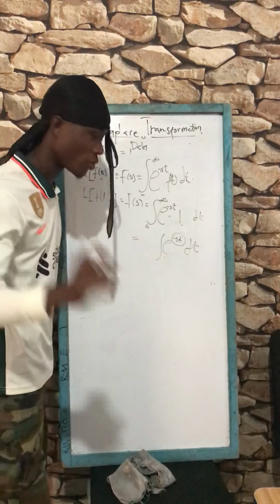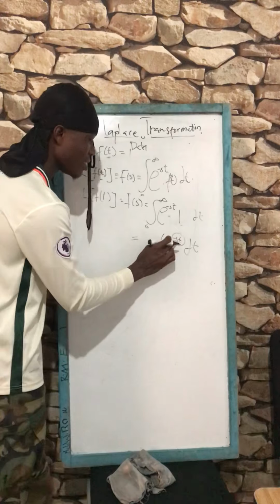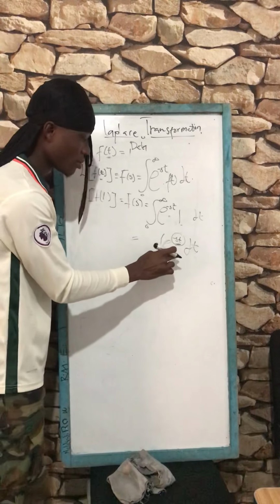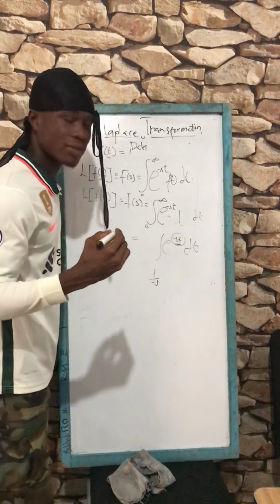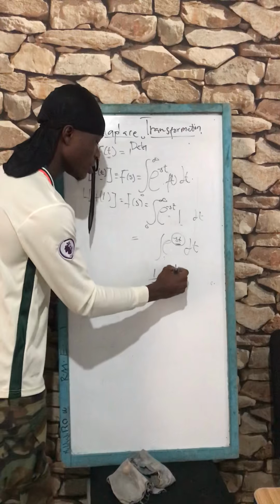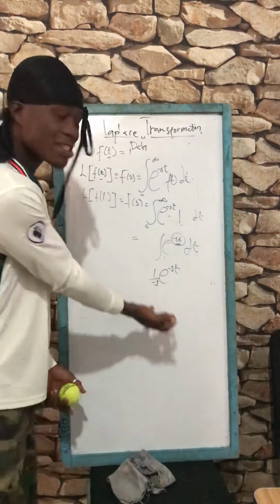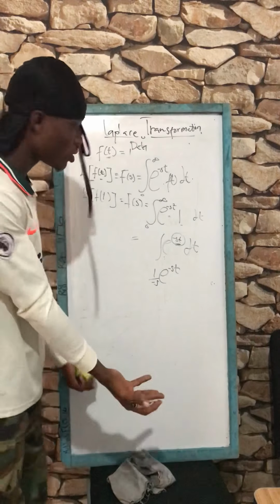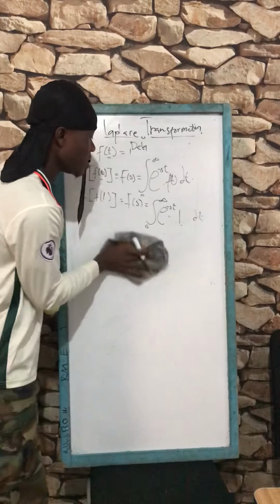That's all. Differentiate this negative st. If you differentiate negative st, what are you going to get? You are going to get 1 over negative s. Okay, and multiply it by the same exponential again. You are done. It got simple. You are done. Let's continue. So that's the integration of that.